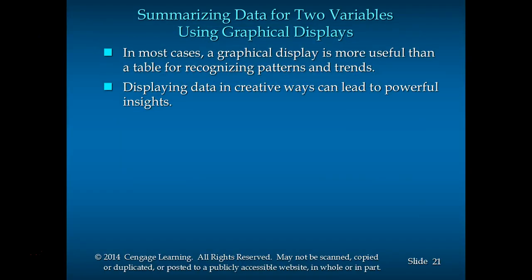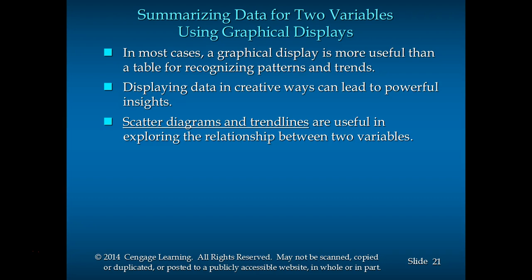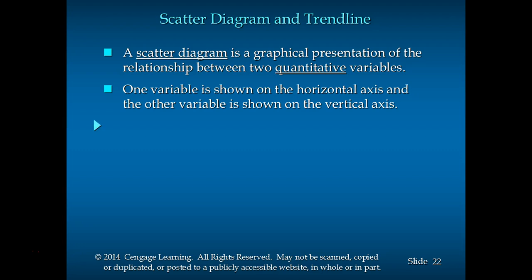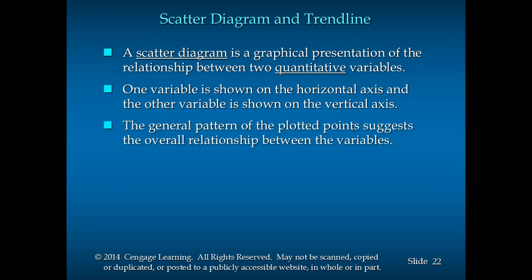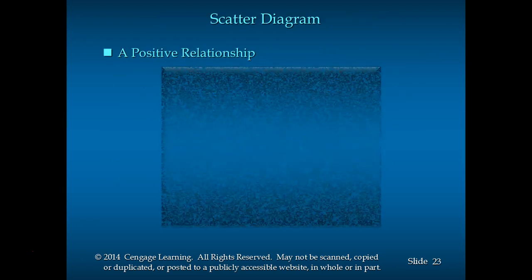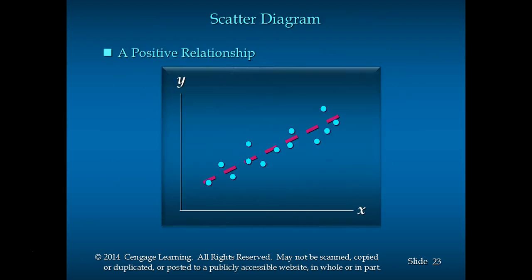Anyways, in most cases, a graphical display is more useful than a table for recognizing patterns. A scatter diagram is a graphical representation of the relationship between two quantitative variables. One is shown on the horizontal axis and one is shown on the vertical axis. The general pattern of the plotting shows the relationship between the two variables. A trend line provides an approximate relationship. If the relationship is positive between two variables, it might look like this.